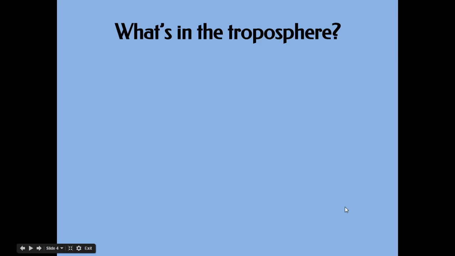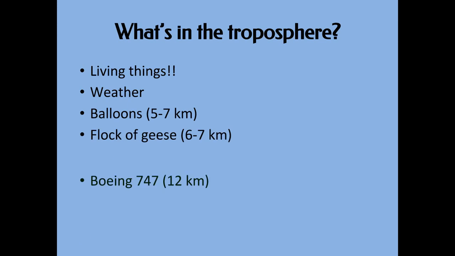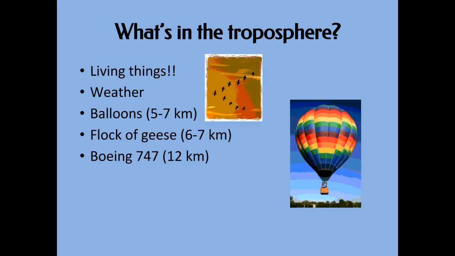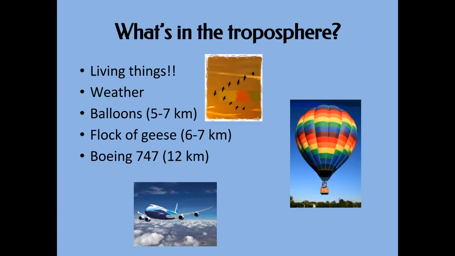Now it's time to do some drawing. There's a lot of things we'd find in the troposphere, including living things, weather, hot air balloons, a flock of geese, and a Boeing 747 cruising right near the top. Now, when we're talking about weather, we will find some clouds in the troposphere, but the rest of the clouds that we find will actually be in the stratosphere.